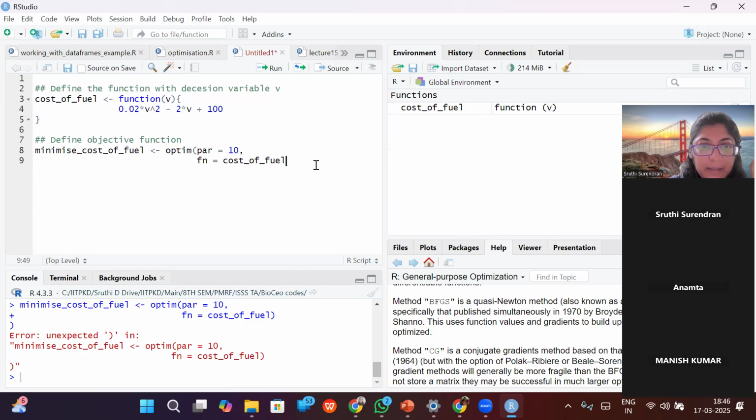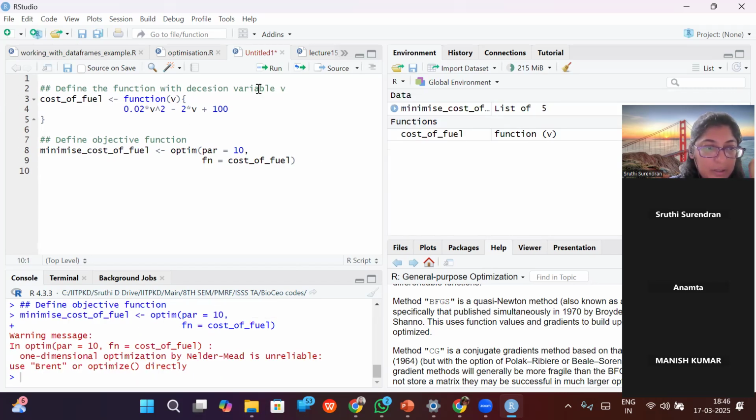See, there's an extra bracket, so that is why the error came. Now let us run this code. Okay, there's a warning message that says the old optimization is unreliable, use Brent or optimize directly. Whatever it is, it's just a warning, because this default method does not give us a reliable result, since we are not able to apply any constraint. But let's see, just for example's sake.